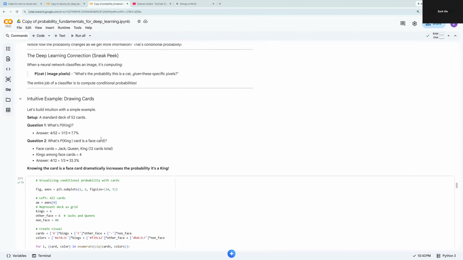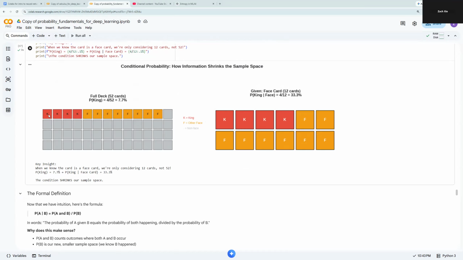So this is the prior. The whole thing is the sample space, right? The colored ones and the grayed out ones. But if we're talking about conditional probability, we are only interested in this subset, not the entire sample space. So given that we have a face card, what's the likelihood of that card being the king, right?